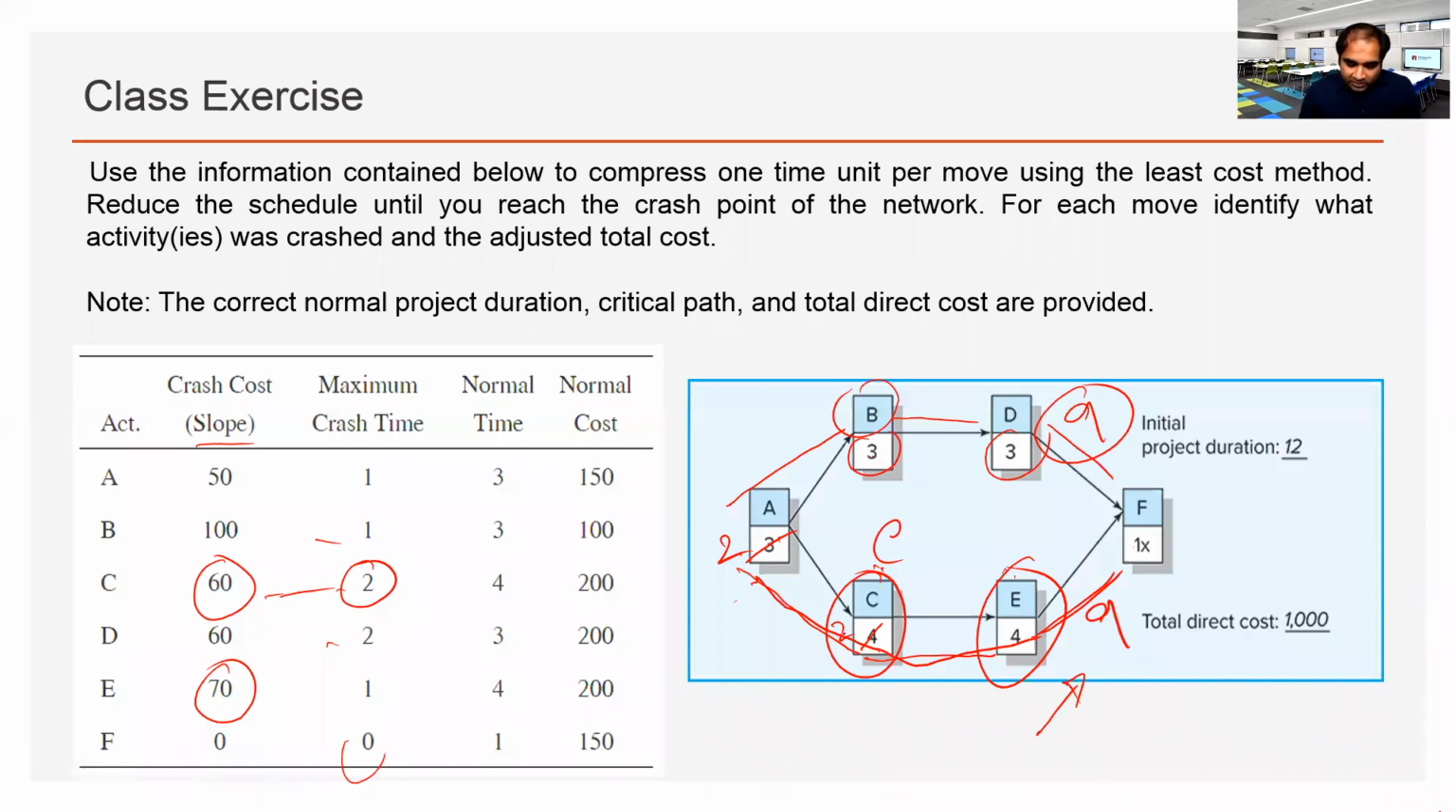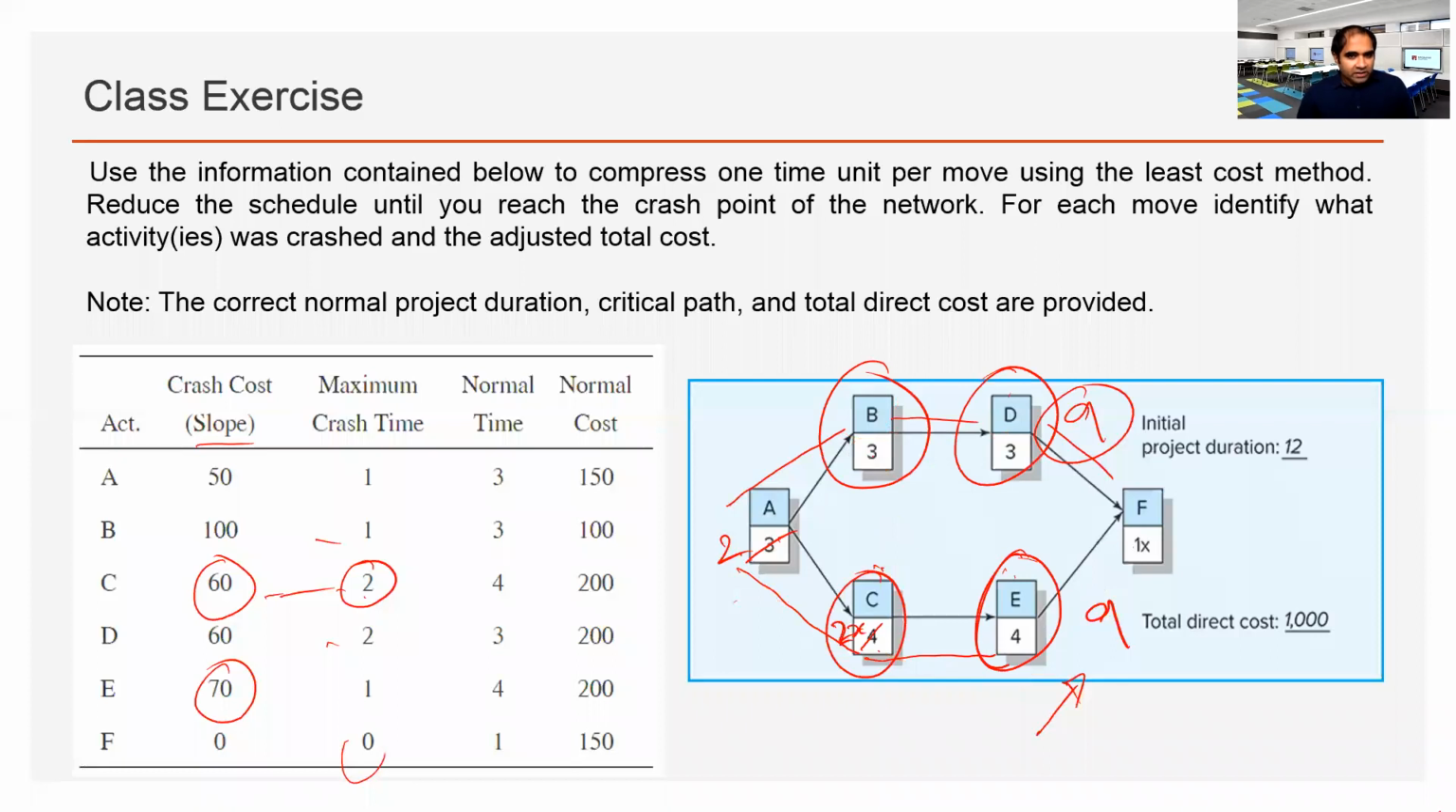So C is 2 days. C is already at 2x. That means we cannot crash C, right? We can crash B. Now that we have here, we can crash either B, D, or E. Yes, we can still crash it.